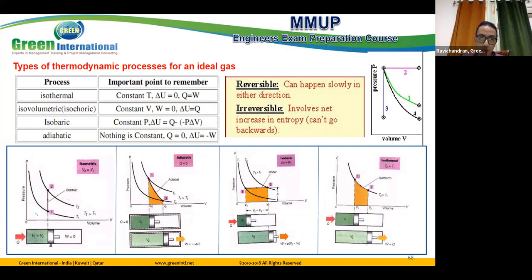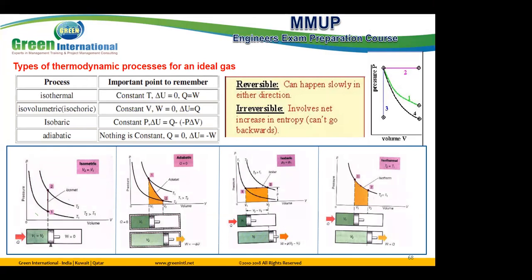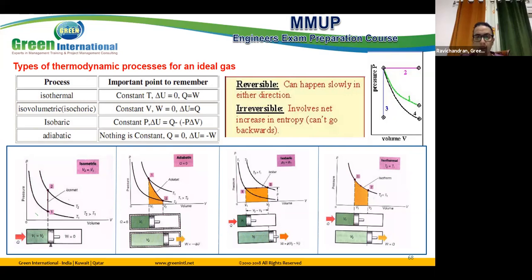Just combine all processes in one slide. What are the processes we are going to study here? Isothermal, isobaric, isochoric, adiabatic, and also what reversible and irreversible mean. Isentropic we already studied. Reversible can happen slowly in either direction. This direction, it comes back to the original. Irreversible cannot come back to the original, and it means by default entropy increases. As you see here, it can't go backward.